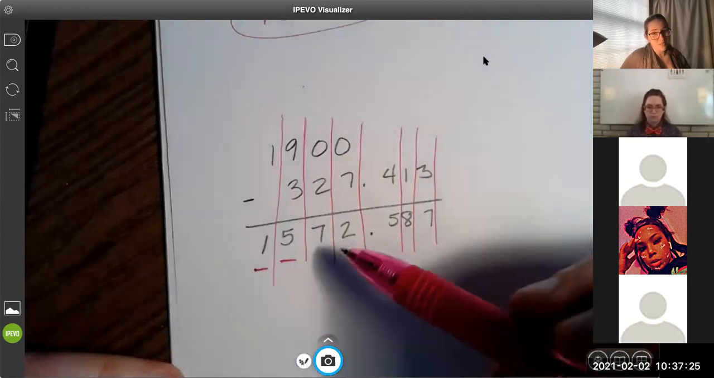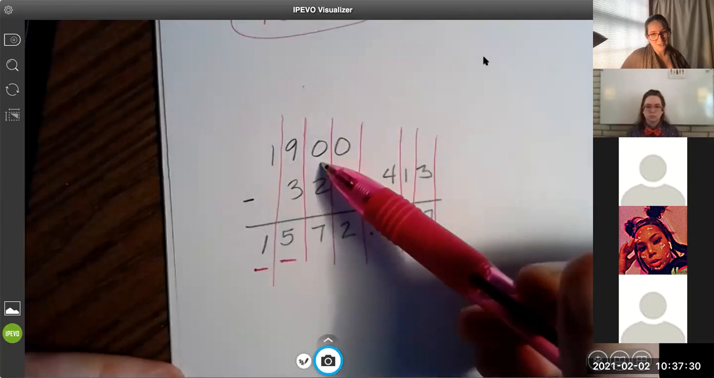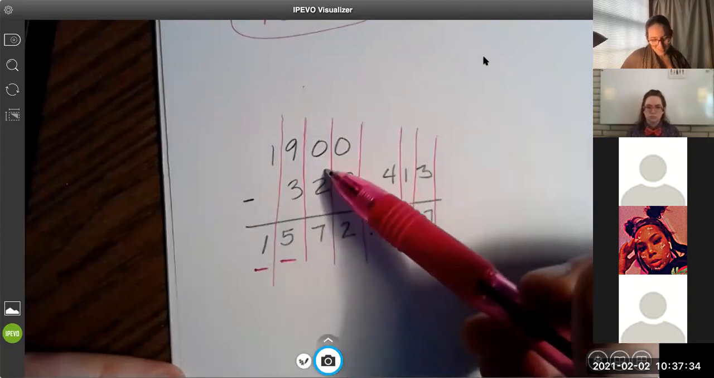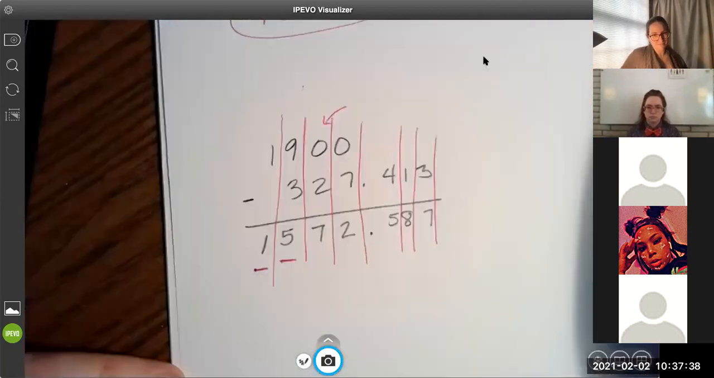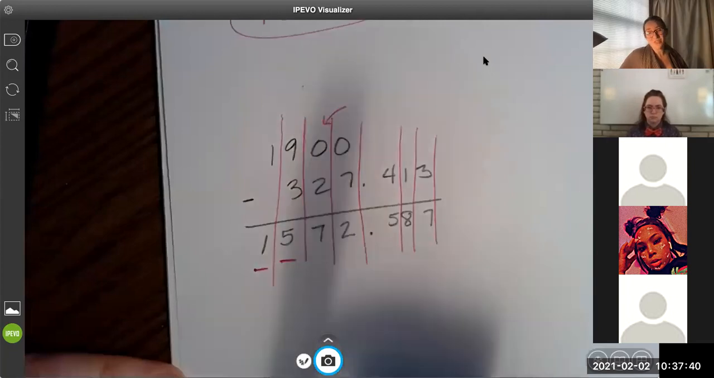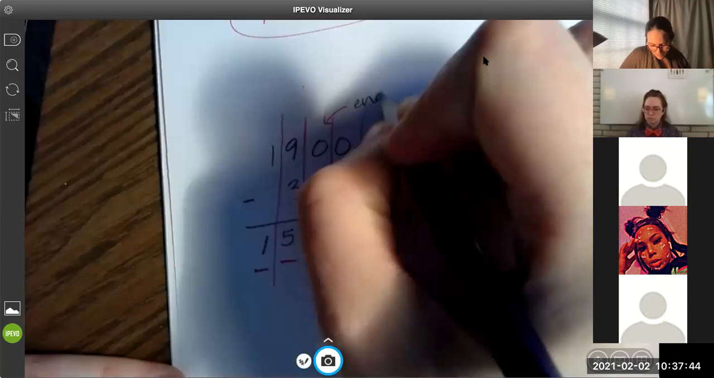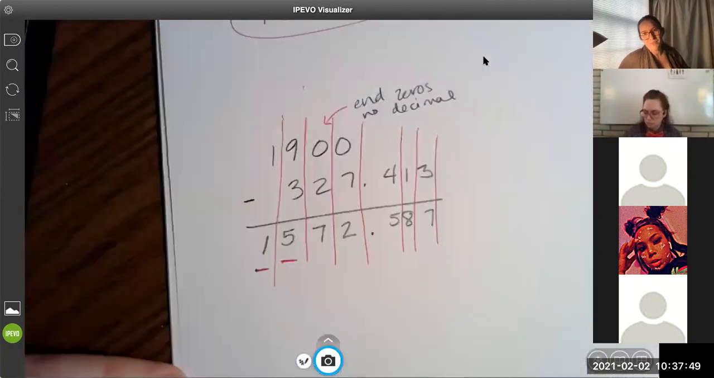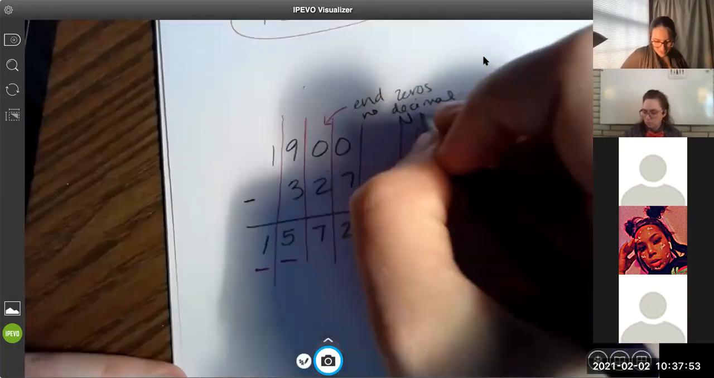How about our tens place? We've got a 0 and a 2. Now we're back to our 0 rules. These are end zeros with no decimal. They are, I'll write that, end zeros, no decimal. No decimal, they are not significant.